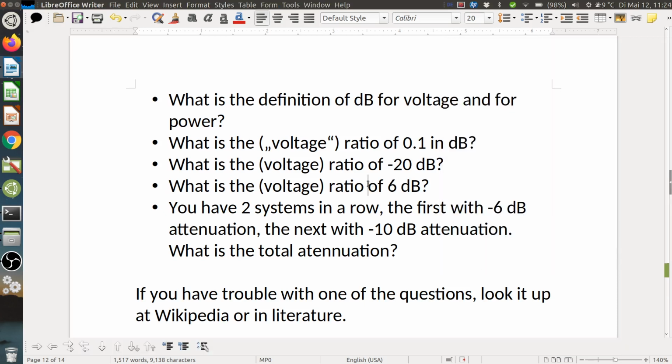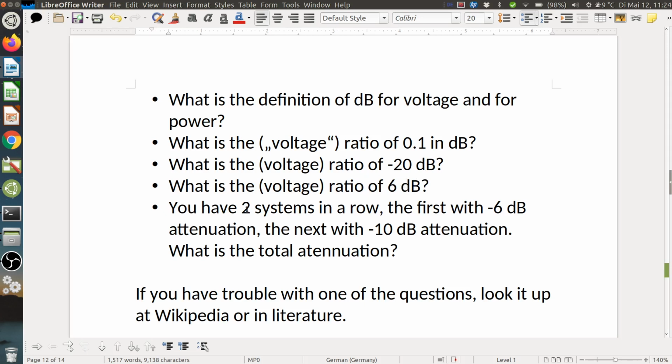Right, and this is also why this is a good point to remember, because this corresponds to a factor of 2 in voltage. So if you double the voltage from input to output, then you have a gain of 6 dB. So that's also good to memorize.